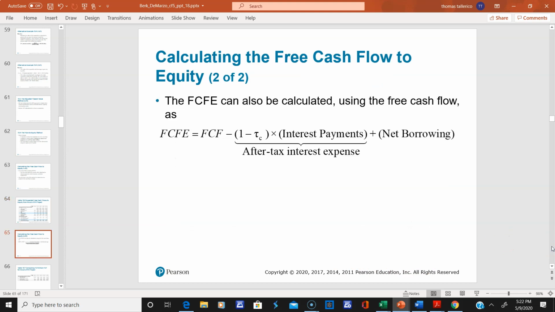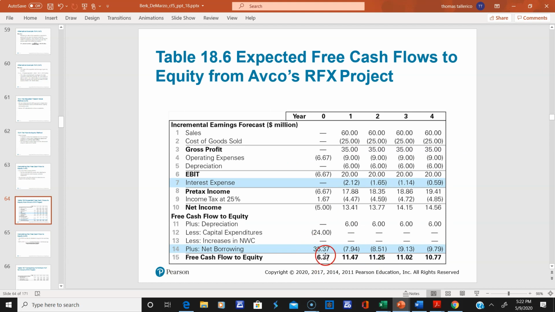So once we have that, there's another way of calculating this free cash flow to equity. It's simply the free cash flow minus (1 minus the corporate tax rate) times your interest payments, plus your net borrowing. This is your after-tax interest expense. What this is really is what's happening in the table, in equation form. That's all happening right down here. So they're just taking these numbers and basically making an equation out of it.